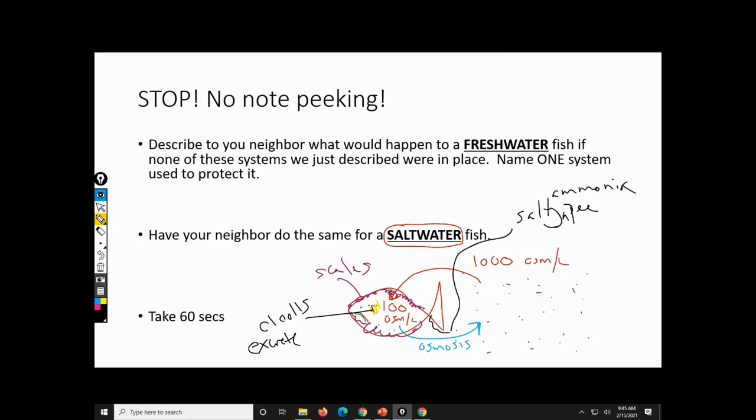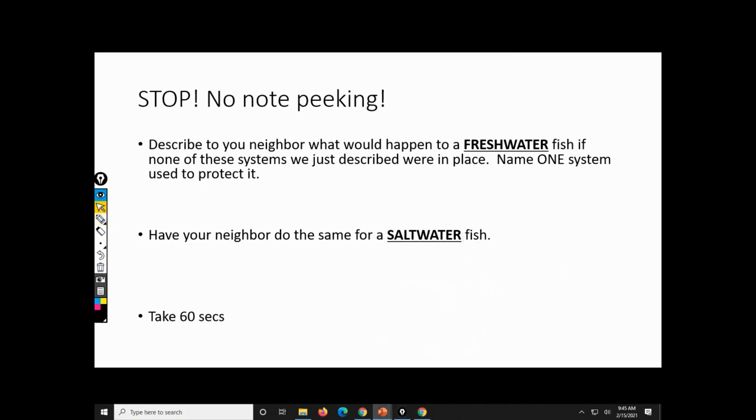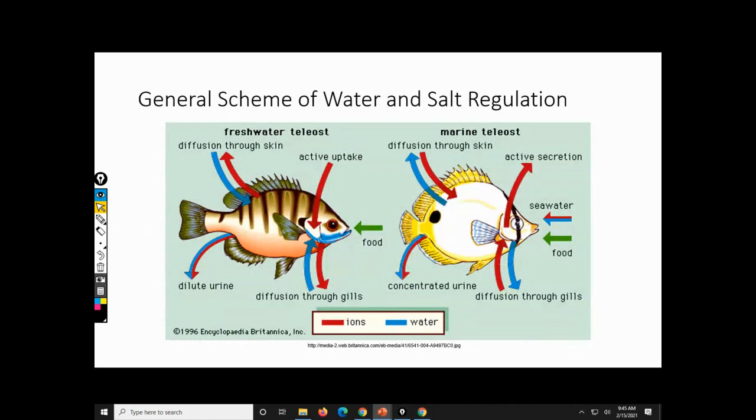Any other questions about our imploding and exploding fishes? And there are some good examples of this at the back if you get stuck. But really try to work through these without peeking.